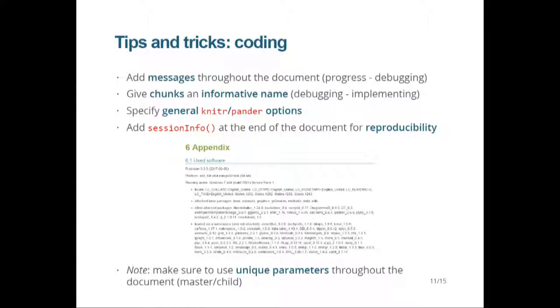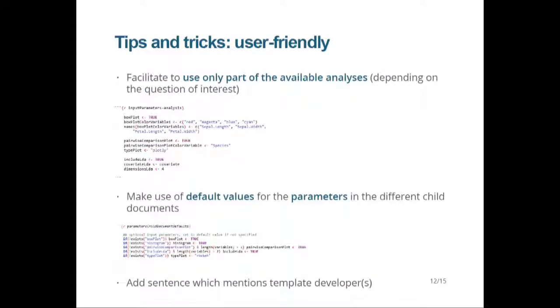Tips and tricks with respect to coding: add messages throughout your document, give chunks an informative name, specify general knitr options for your chunks, add session info at the end for reproducibility, and a small side note, make sure to use unique parameters throughout all your documents, the master and the child. Also some tips and tricks with respect to user-friendliness: facilitate using only part of the available analysis.